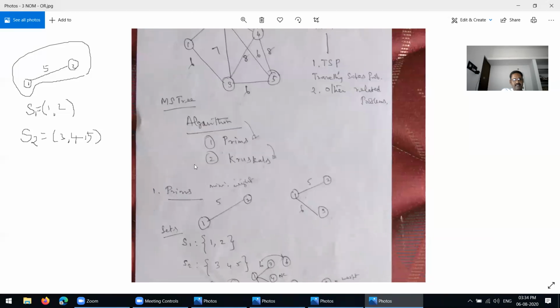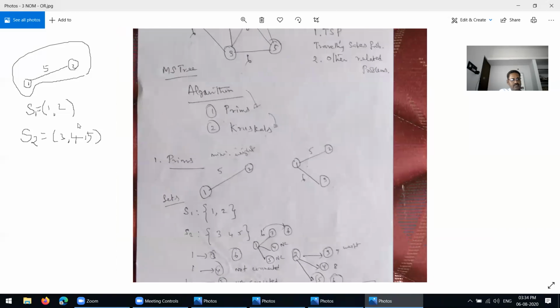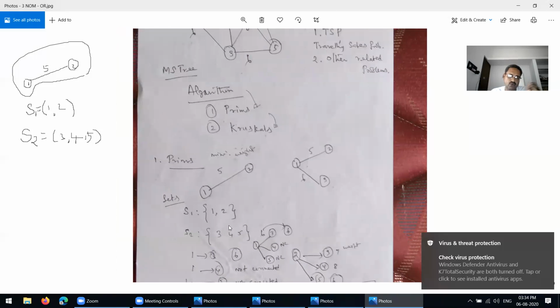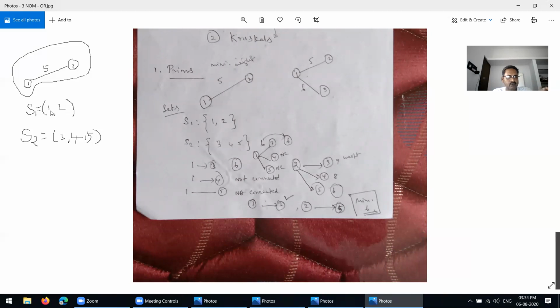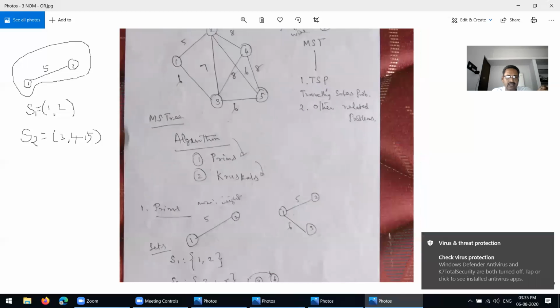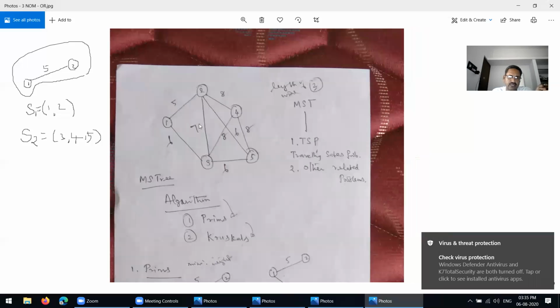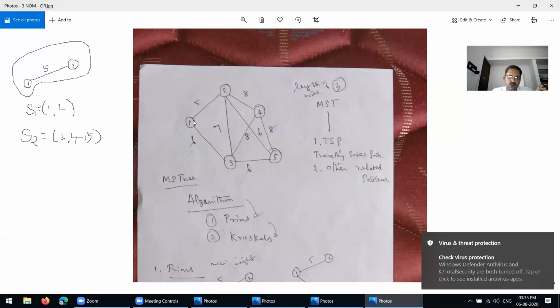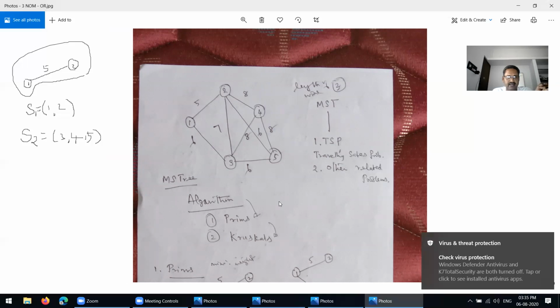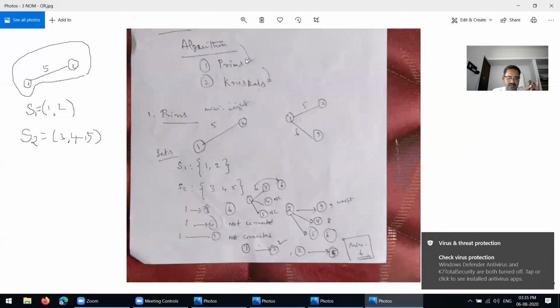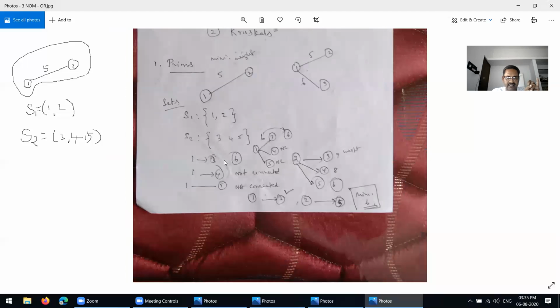Next we have to connect 1 to 4, and select the minimum value from node 1. 1 to 3: how much weight? 1 to 3 is 6. 1 to 4 is not connected. 1 to 5 is not connected. So 1 to 3 is connected, and these two are not. Next you take node 2.